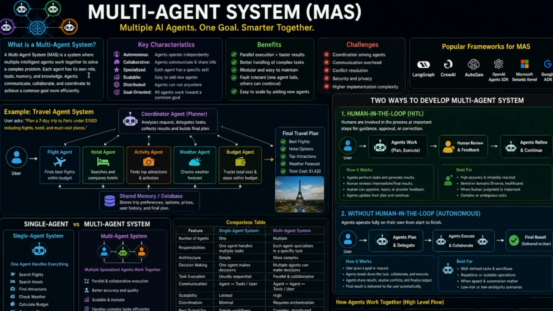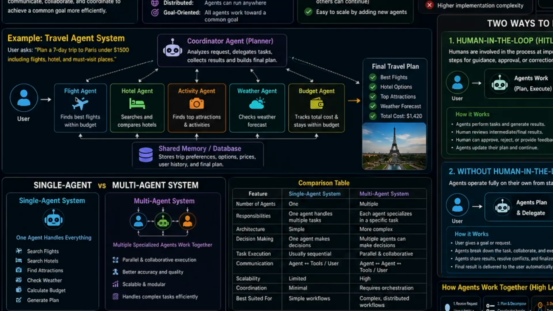First thing is the multi-agent system. We need to understand what is a multi-agent system and how it works. Before going to the definition, let's see a real-time example of how it works. Assume you are interacting with a travel agent system and the user is asking: plan a 7-day trip to Paris under some amount including flights, hotel and must-visit places. This query goes to an agent, that is the coordinator agent, which analyzes the request, delegates a task, collects results and builds a final plan.